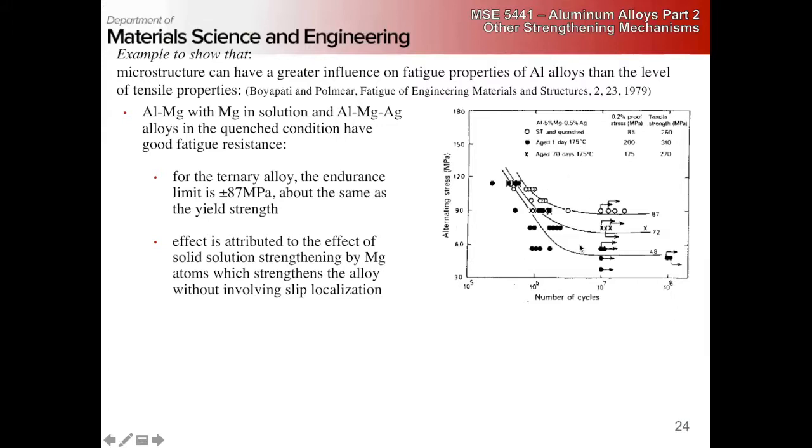So if we look at an example and look at the effect of microstructure on the fatigue life, we'll see that microstructure has a much greater influence on fatigue properties in aluminum than on tensile properties.